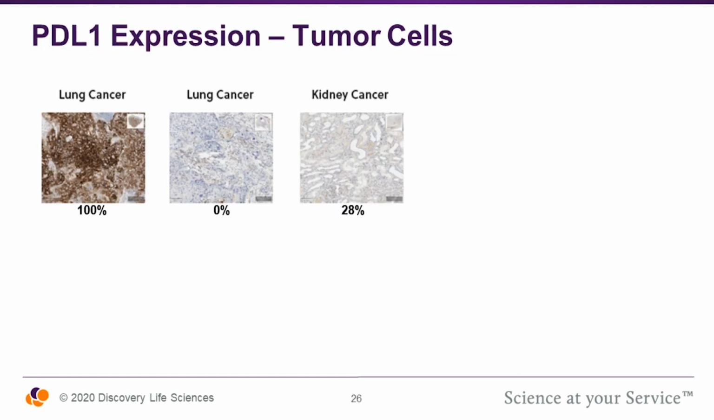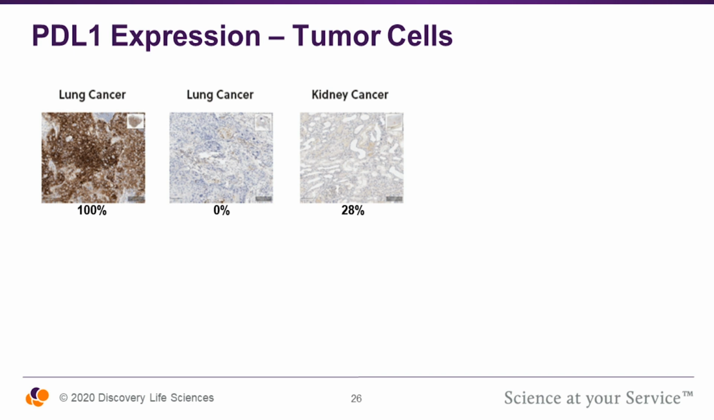To do this, we used the companion diagnostic for Keytruda and Opdivo, which is PD-L1 expression by IHC. So in this case, we're looking at 2 lung cancer and 1 kidney cancer patient sample that were stained with PD-L1 by IHC and identified a sample that was classified by our pathologists to be 100% PD-L1 expressing, have no expression of PD-L1, or in the case of the renal, somewhere in between.